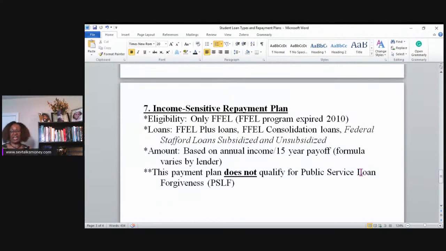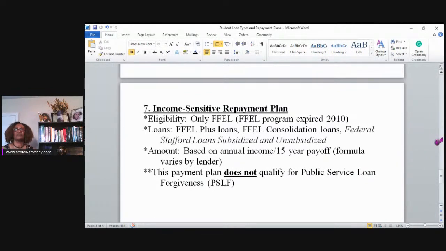So the FFEL Plus loans, FFEL consolidation loans, and at the time, federal Stafford loans and unsubsidized loans, those would qualify under the income sensitive repayment plan. And the payment, how you pay back, is based on your annual income, and you're going to be paying within 15 years. And the formula to calculate that payment is going to vary by lender. And that's, again, because the banks were the lender. The loan was just underwritten by the government. And this payment plan does not qualify for the public service loan forgiveness program.